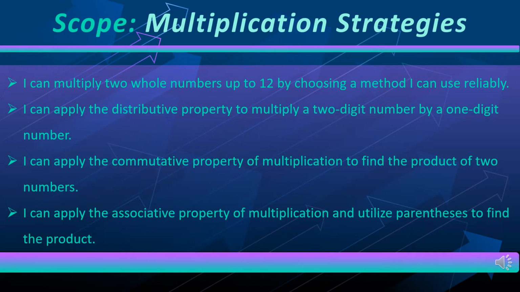Here are the key concepts for this scope on multiplication strategies. I can multiply two whole numbers up to 12 by choosing a method I can use reliably. I can apply the distributive property to multiply a 2-digit number by a 1-digit number. I can apply the commutative property of multiplication to find the product of two numbers. And I can apply the associative property of multiplication and utilize parentheses to find the product.